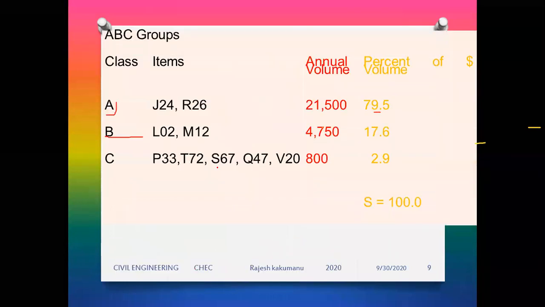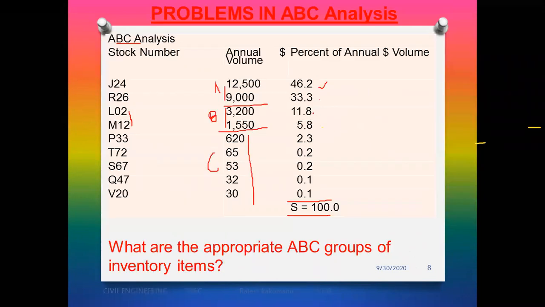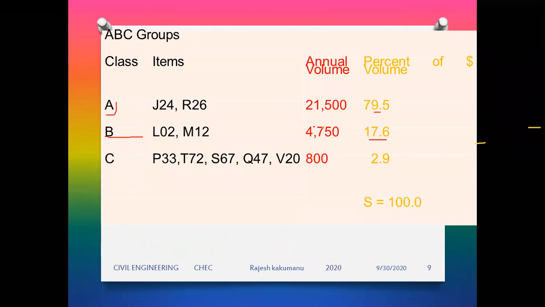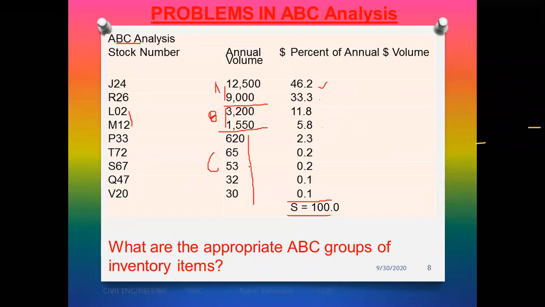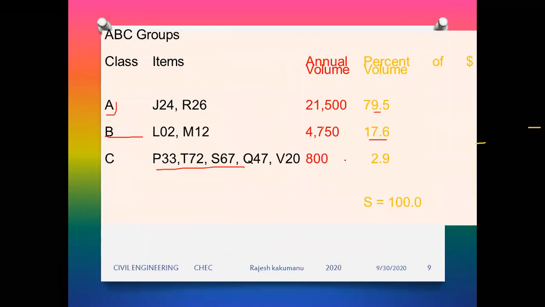Then after adding all this, in the B class items there are these two, so add those two percentages separately. 11.8 plus 5.8, you are getting 17.6. Then adding the remaining codes, you are getting 2.9. So finally what are you getting? The sum is equal to 100.